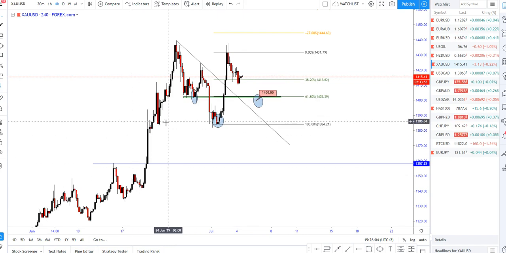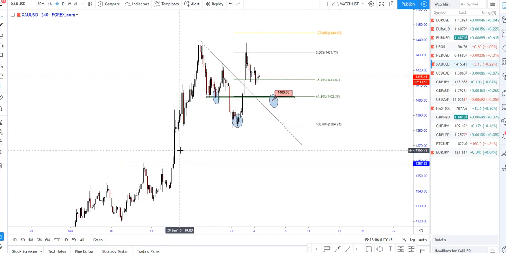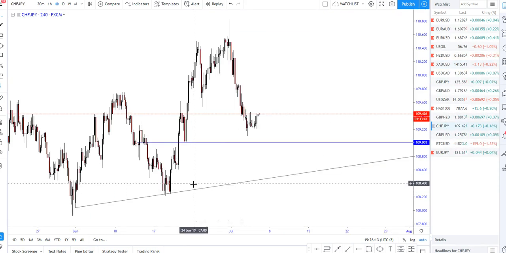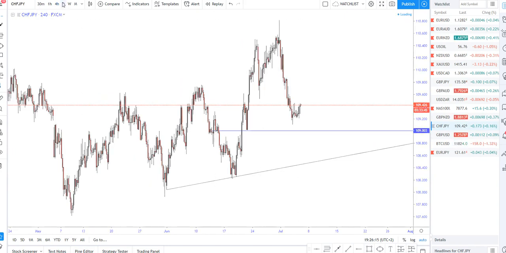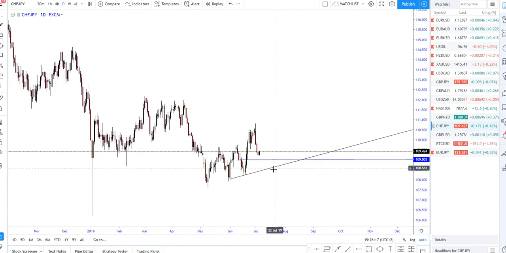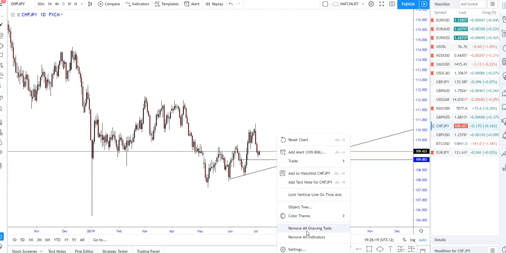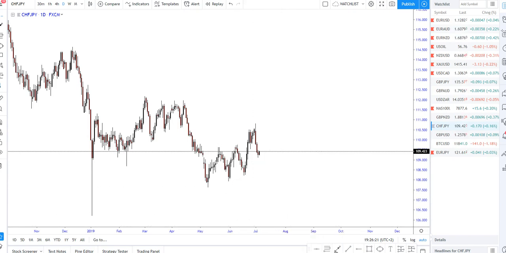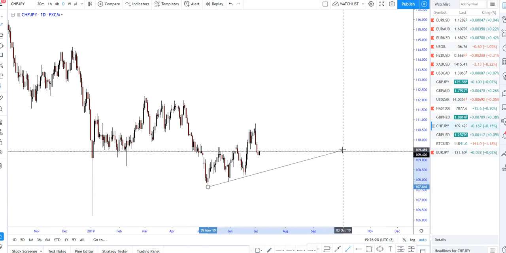I want to go back to, we go to CHF JPY. I'm going to show you an example over here. I'm going to go slightly back in time on the daily. Okay, so initially we had point 1, point 2, right?